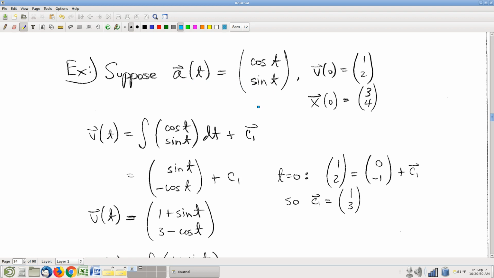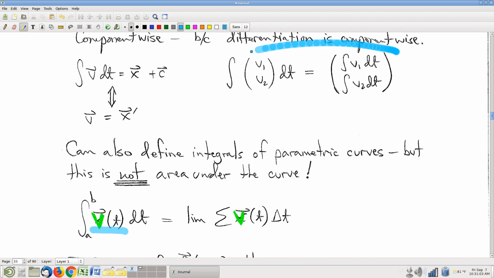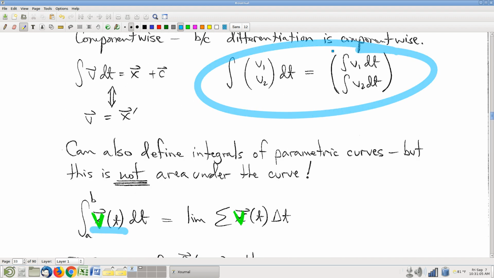Now acceleration is a vector-valued function. Your initial velocity is a vector. Your initial position is a vector. And we're just going to do the vector version of this. It's just one component at a time. Remember, we talked about on the last page, antiderivatives are computed one component at a time.